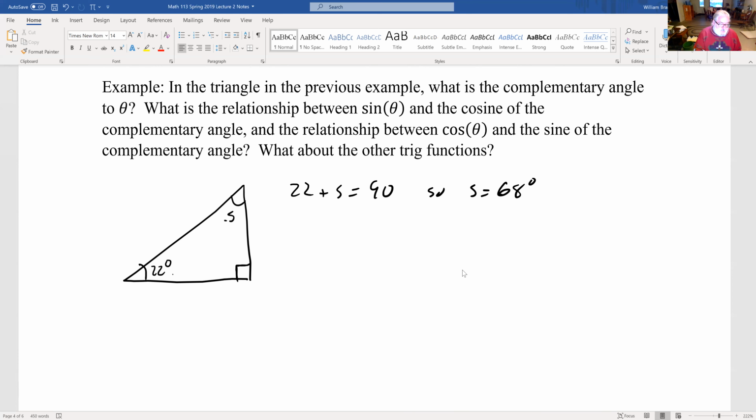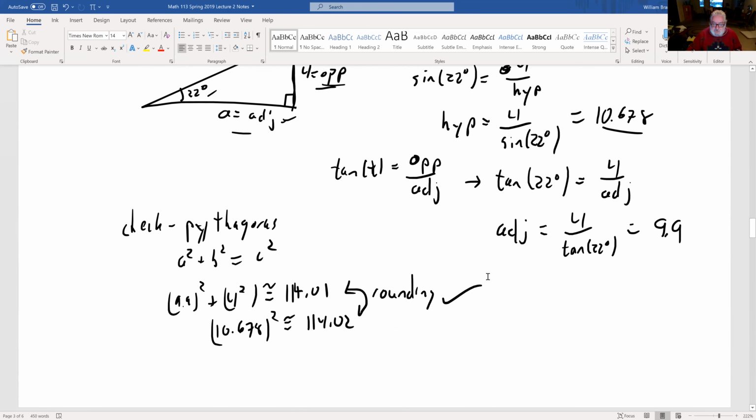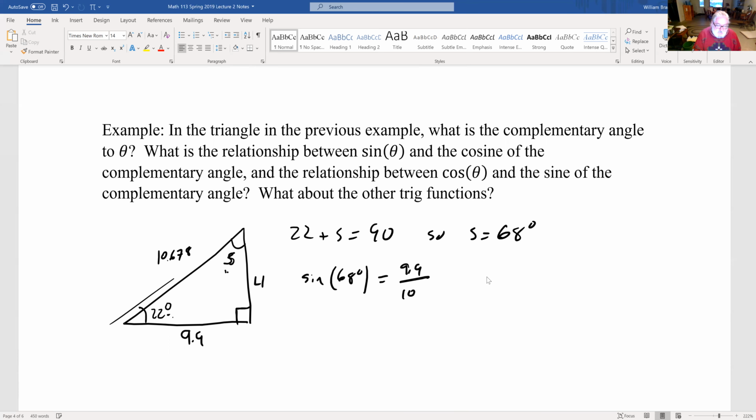And this is, what were the numbers that we had up here? My adjacent was 9.9. And this was 10.678. So now we know that S here is 68 degrees. So what's the relationship between the trig functions of 22 degrees and the trig functions of the complementary angle 68 degrees? Well, sine of 68 degrees should be opposite of 68 degrees, which is 9.9, over hypotenuse, which is 10.678.